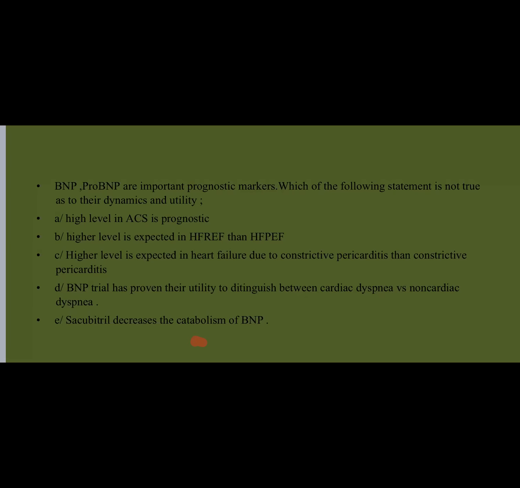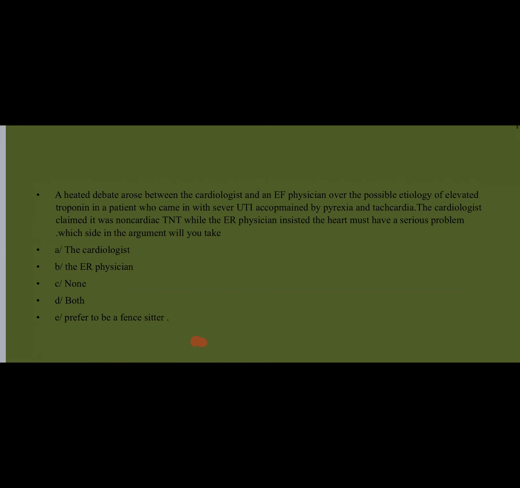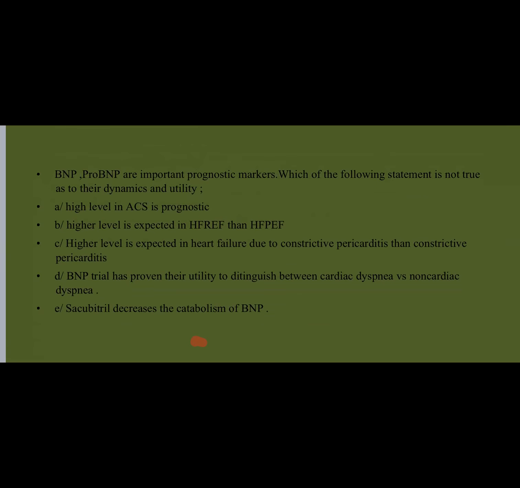So E is right, because sacubitril, which is in Entresto, the whole drug's main function is that we need to elevate the level of BNP, through decreasing the catabolism of BNP, through inhibition of neprilysin by sacubitril. Okay? So D is false. E is right, the only right answer is E. All the rest are false.